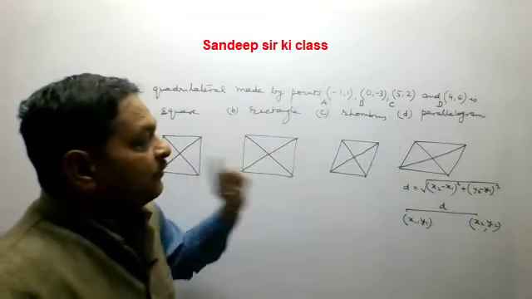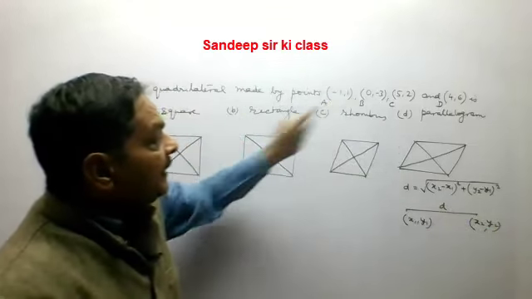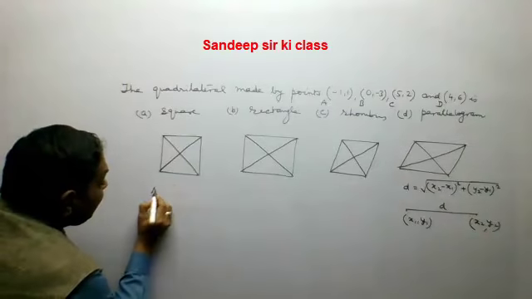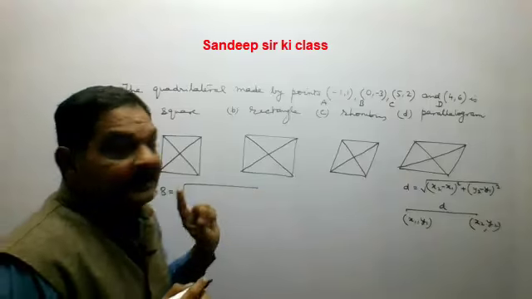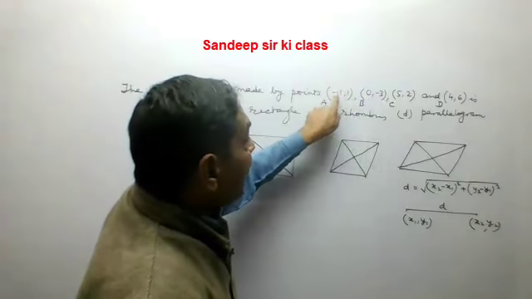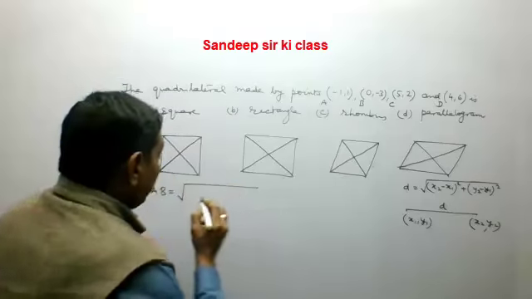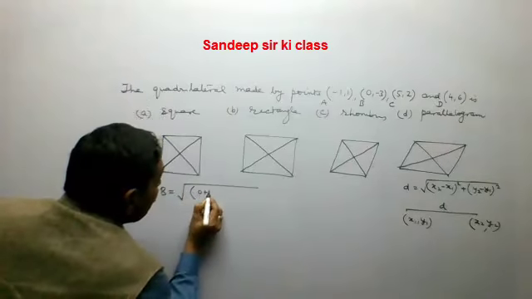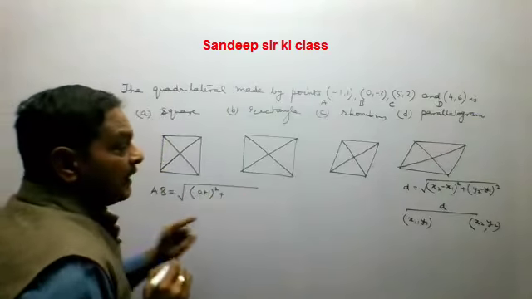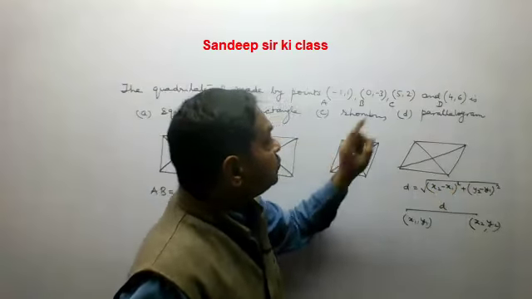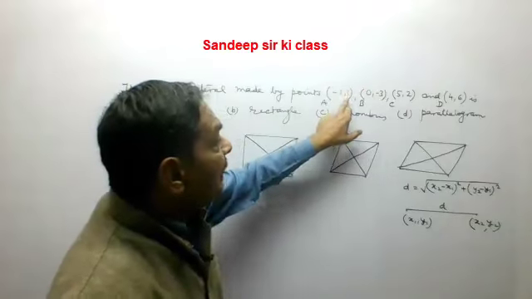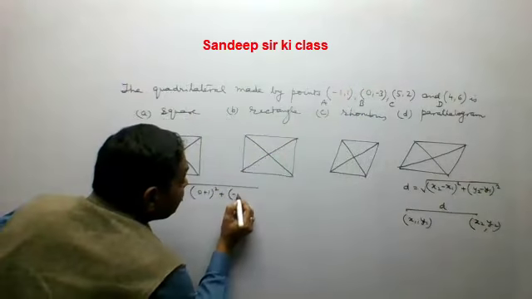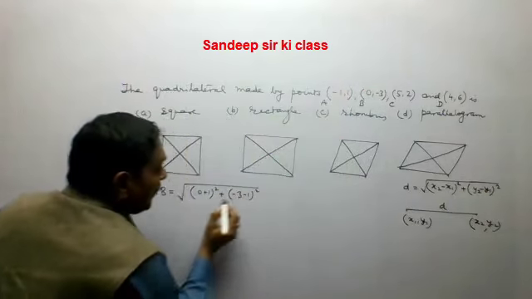Now apply this formula here. First we will find AB. Then AB is equal to under root, I am writing it directly, so it is 0 minus minus 1, so 0 plus 1, 0 plus 1 whole square, this is my x2 minus x1 whole square, and y2 minus y1 whole square will be minus 3 minus 1, minus 3 minus 1 whole square.